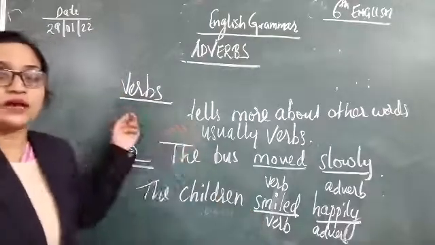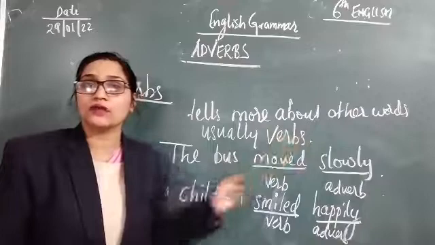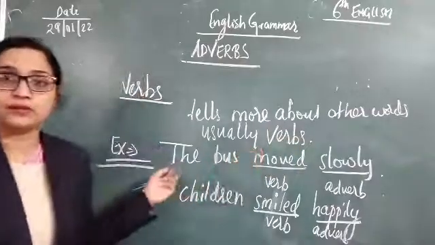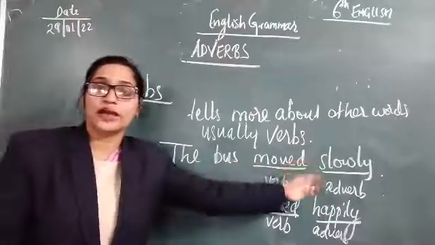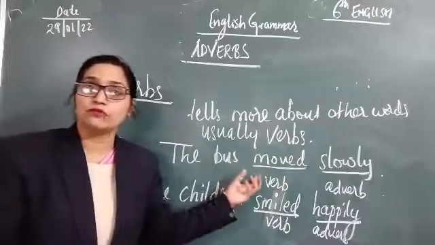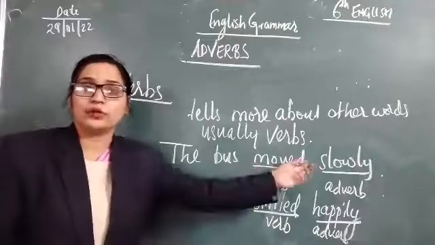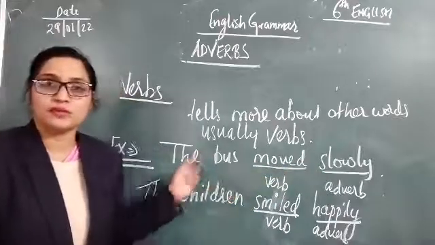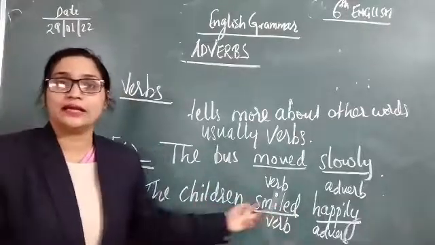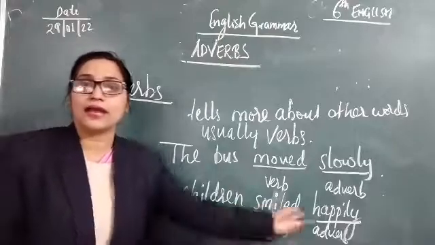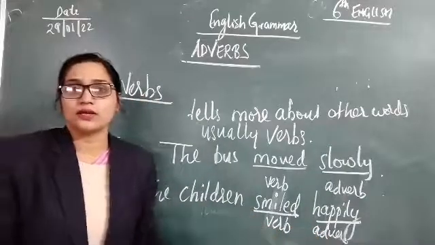So adverbs are the words that tell more about other words, that is usually verbs. The example that we have seen is the bus moved slowly. Here this adverb slowly tells us how the bus moved, about the movement of the bus. So moved is the verb, and this adverb slowly tells more about the movement of the bus. Another example is the children smiled happily. Smiled is a verb here and happily is an adverb. This adverb tells more about this verb smile.